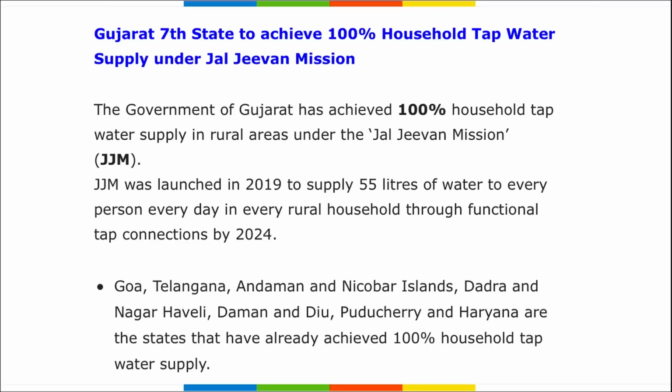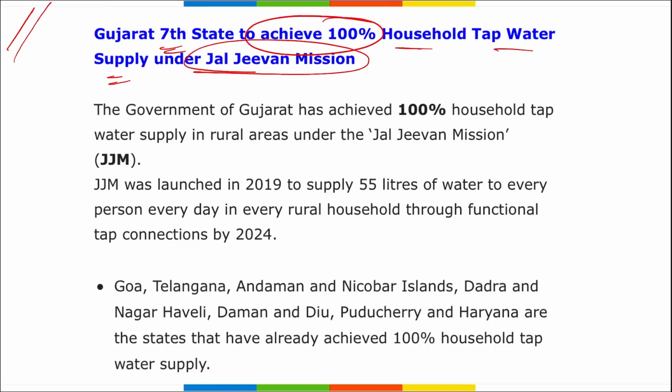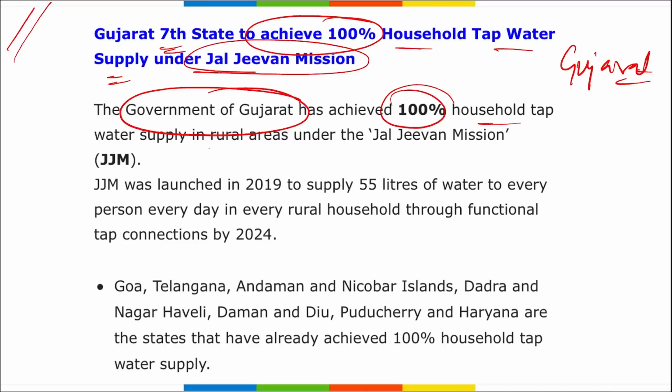Now comes the important question of the day that we left for the end. Which is the seventh state to achieve 100% household tap water supply under Jal Jeevan Mission? It is the government of Gujarat. Highly important. It is the Gujarat state that has recently achieved 100% household tap water supply in rural areas under your Jal Jeevan Mission. Then if we talk about Jal Jeevan Mission, when was this launched? It was launched in the year 2019, and the aim was to supply 55 liters of water.